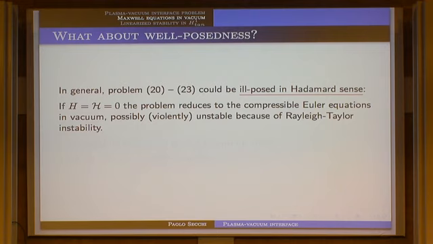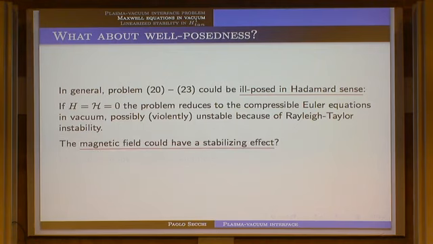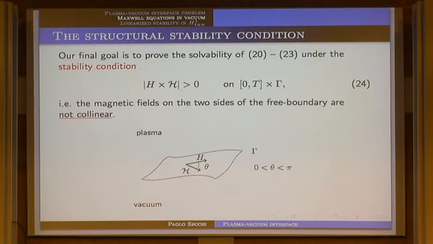Now, we know that this problem could be ill-posed. It is enough to see what happens if H is 0, for example. We get the compressible Euler equations with vacuum, and this could be violently unstable because of Rayleigh-Taylor instability. So we want to see if there is a stabilizing effect of the magnetic field in the vacuum and in the plasma part. So we need some suitable stability conditions. And this is our stability condition. Our final goal would be to solve the original nonlinear problem under this stability condition.